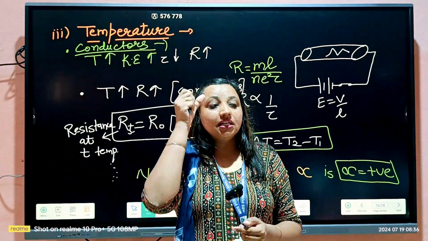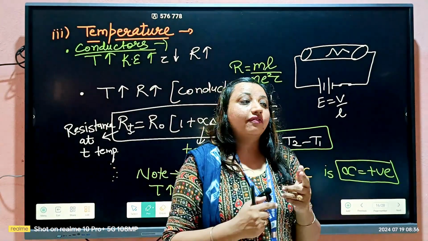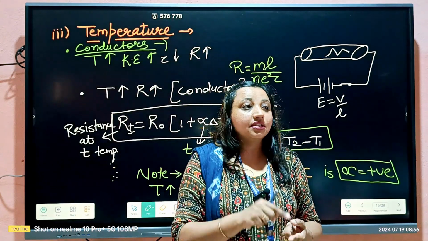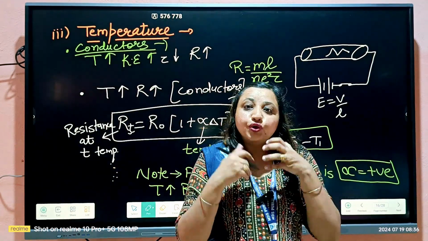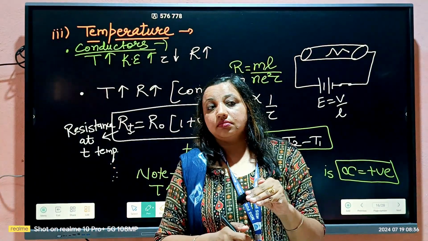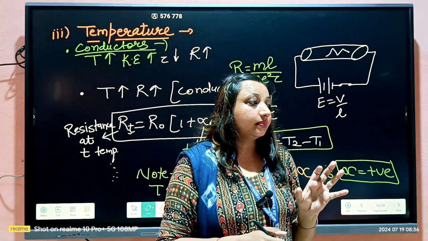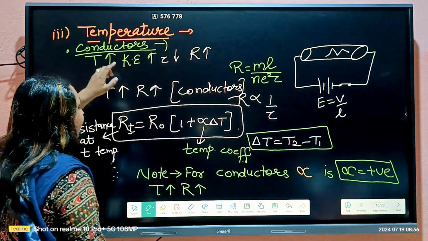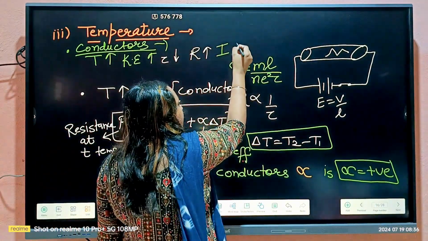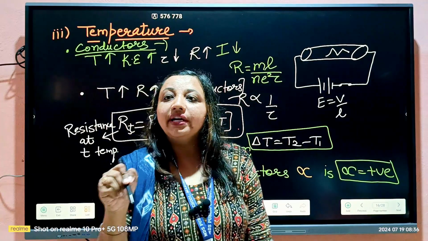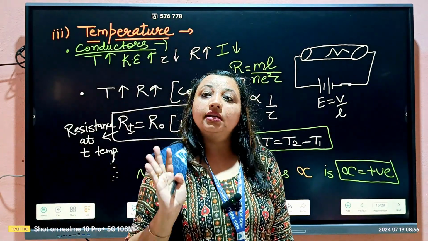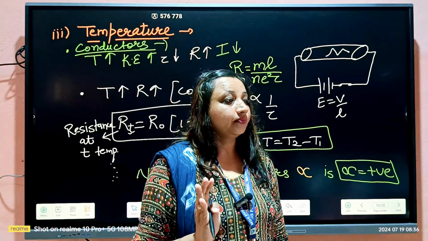So as we increase the temperature of a conductor, resistance increases. What does that mean? Resistance increases means obstruction is greater there, so current decreases. Understand that point? So when we increase the temperature, the resistance of the conductors increases, and hence current through that wire decreases. In case of conductors, understand that point?